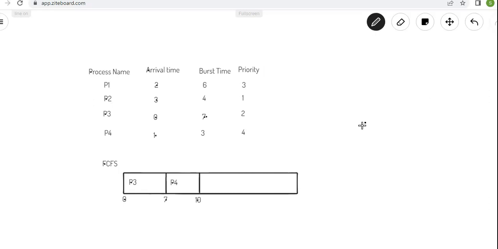The next arrival time, the quickest arrival time, goes to process P2. So next we will schedule process P2 here. Already 10 milliseconds have been completed with the help of processes P3 and P4. Now we are going to schedule P2, whose burst time is going to be 4. So again 10 plus 4, it is 14.